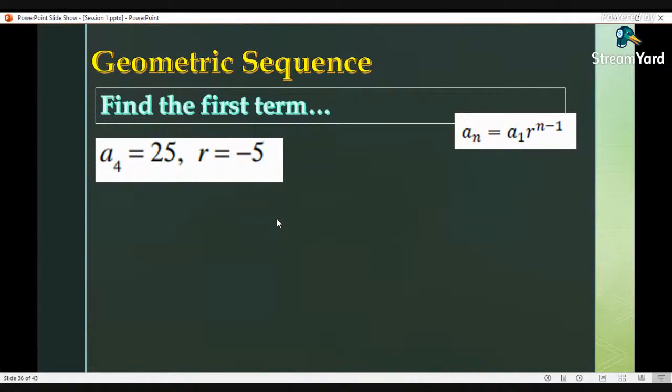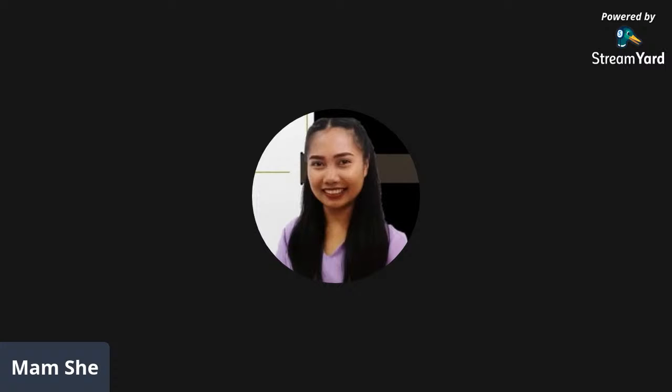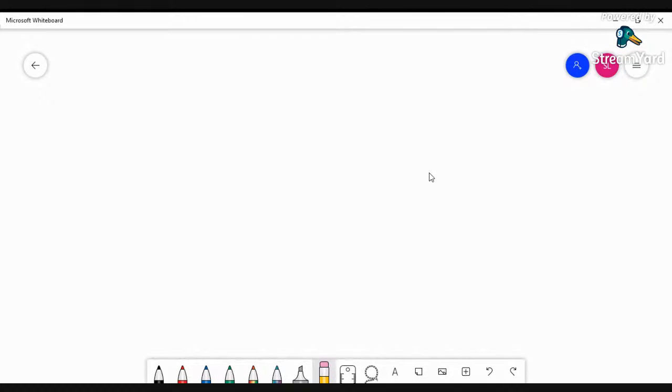And also, next is find the first term given this one. A sub 4 equals 25 and our common ratio is negative 5. Our multiplier is negative 5. So let's try to solve this. Okay, our a sub 4 equals 25 and our common ratio is negative 5. We are looking for the first term.